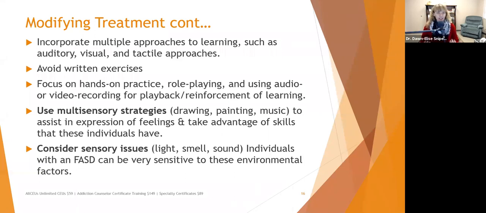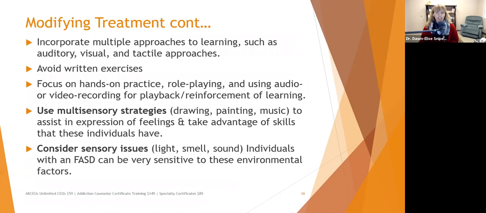If you think your client has the cognitive abilities to handle it, great, try it. It can be very helpful. However, if you think that it's not going to work, or if they do it and they don't seem to get anything out of it, or they struggle actually completing the activity, fine, let's do it a different way. You can talk about it. And sometimes that's a better way to do it because you can assess better for comprehension as you go. Focus on hands-on practice, role-playing, and using audio-video recordings for reinforcement of learning.